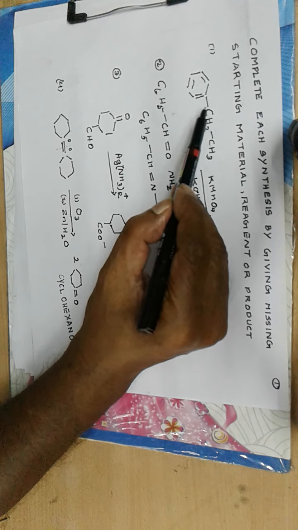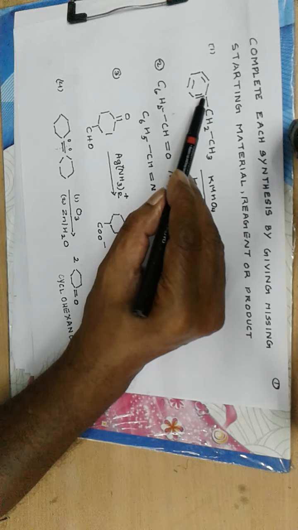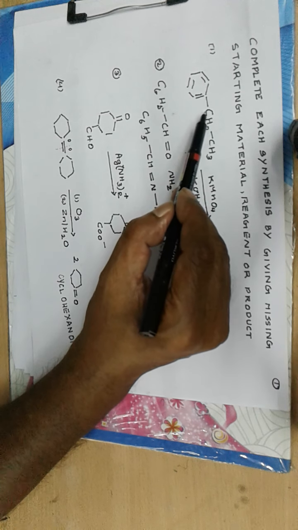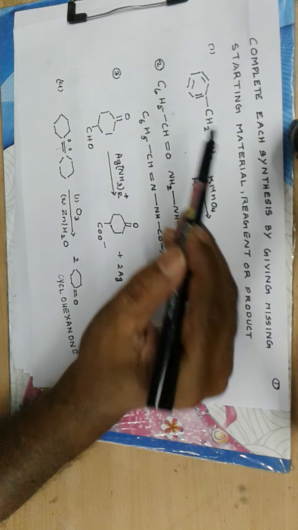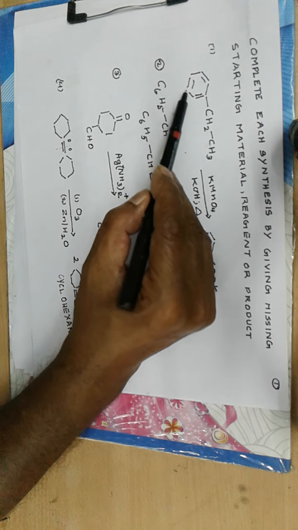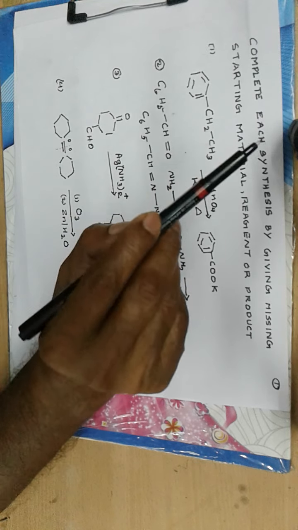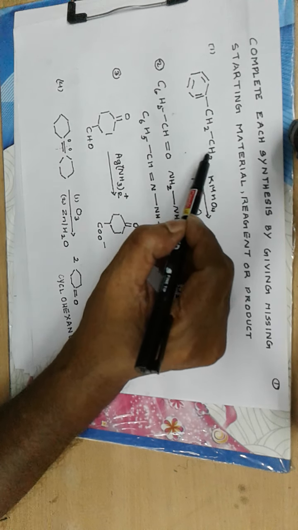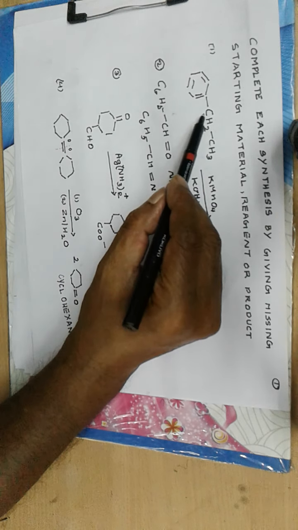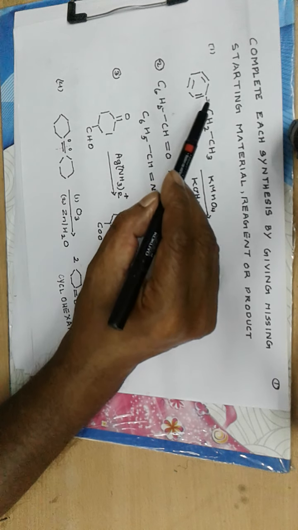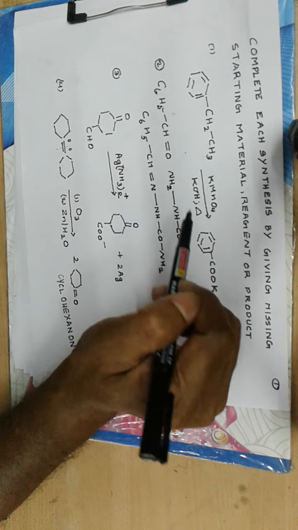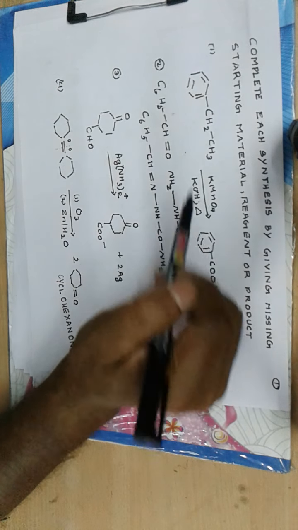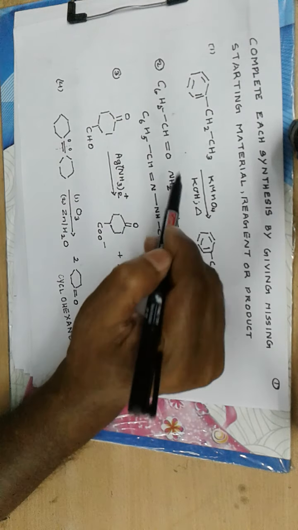The carbon directly bonded to the benzene ring will be oxidized only to COOH, not oxidized to carbon dioxide, because of the stability of this benzene ring due to resonance. So what will be the chain length? The carbon to which the benzene ring is directly connected will be oxidized only to COOH, and all other carbons are oxidized to CO2.